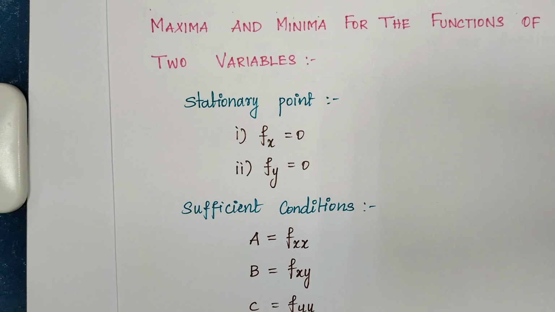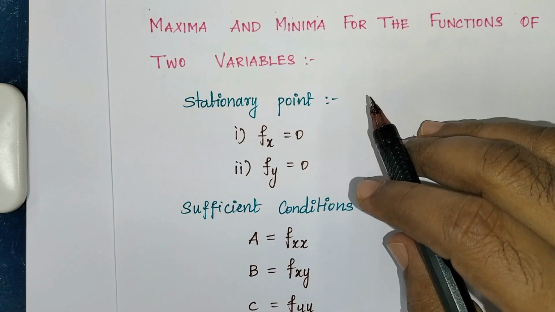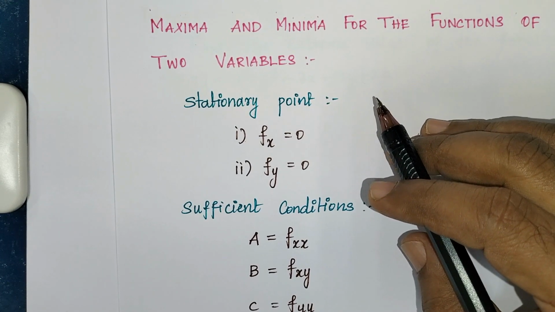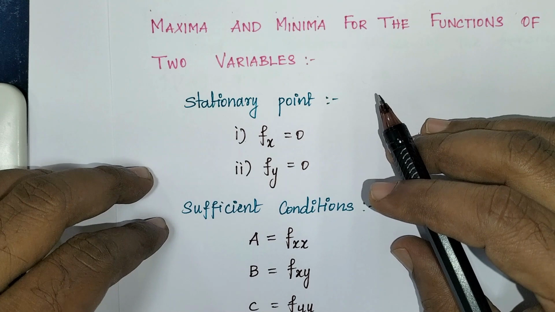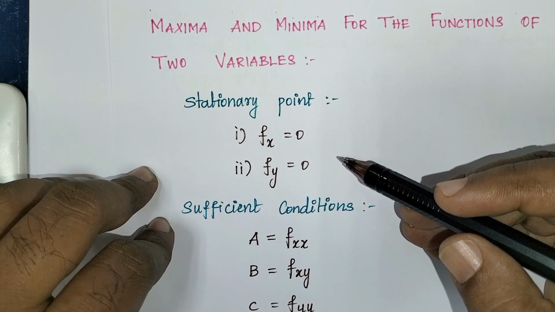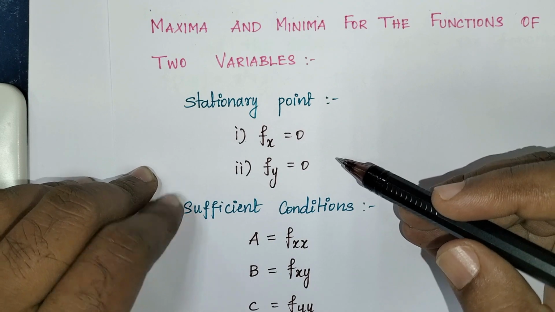So in this video I'm going to start maxima and minima for the functions of two variables. From this section you will get an 8 mark question definitely. If you want to attend the 8 mark question from this section, you should know these two conditions. The stationary point. I'm not going to explain what a stationary point is, just you can understand.